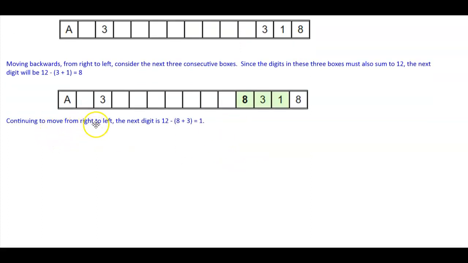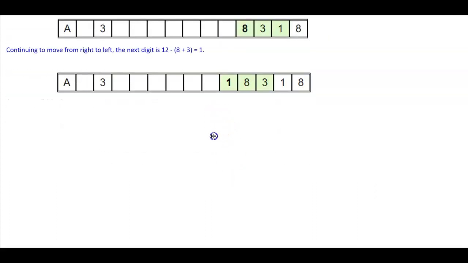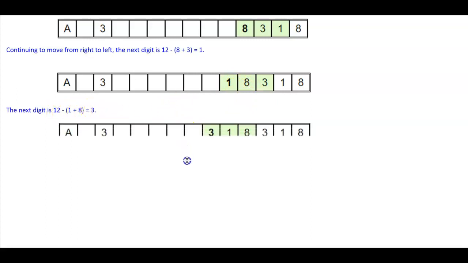Continuing to move from right to left, the next digit is now 12 minus 8 plus 3. And 12 minus 11 is equal to 1. So therefore, now that value is equal to 1. Now the next digit is going to be 12 minus 1 plus 8. Well, 1 plus 8 is 9, so 12 minus 9 is equal to 3. So therefore, that value is going to be 3 here.